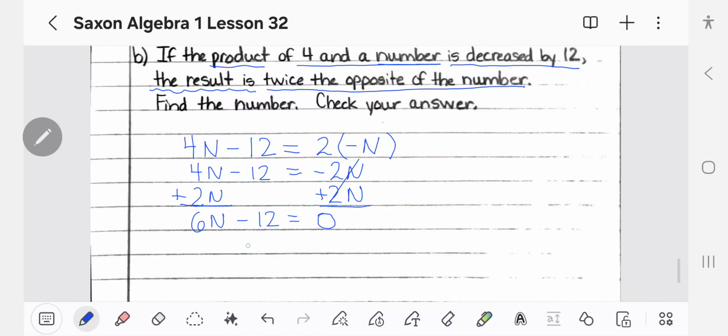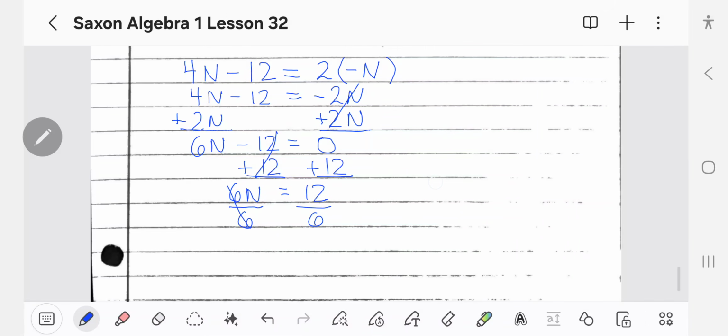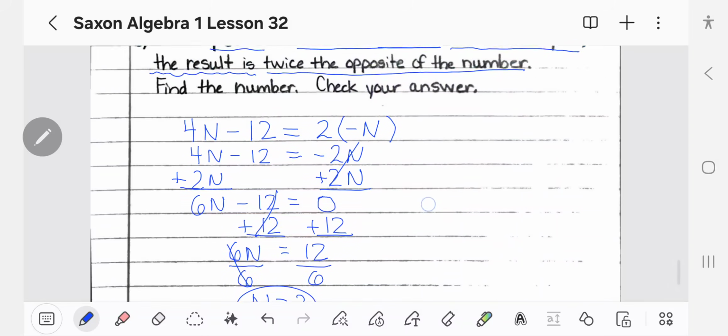Now, we've got 6n minus 12, so we're going to add 12 to both sides. And look, now we don't have 0 on that side anymore. So we've got 6n is equal to 12. Now what we can do is we can divide both sides by 6. And we get n is equal to 2. So we think that the number is 2.